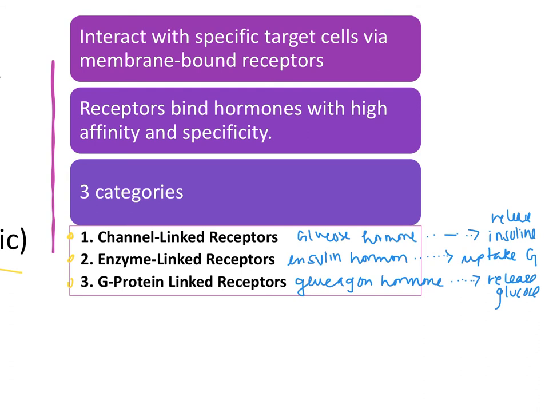So we're going to be sticking with the carbohydrate metabolism and using that as our story to get through the three different kinds of receptors that water-soluble or hydrophilic hormones bind to. And there are different kinds of signaling pathways that happen after the hormone is bound.